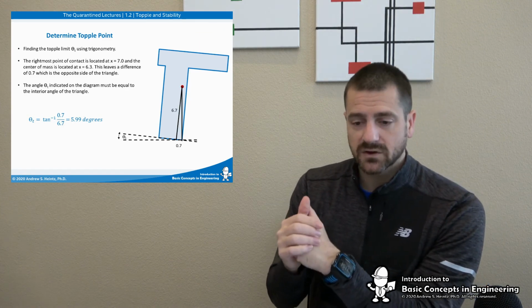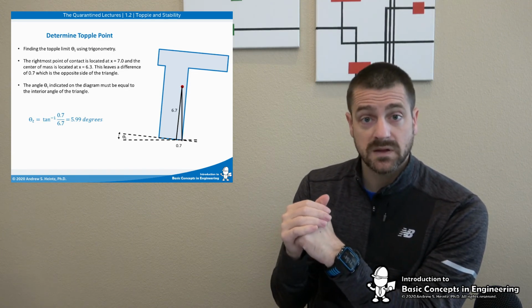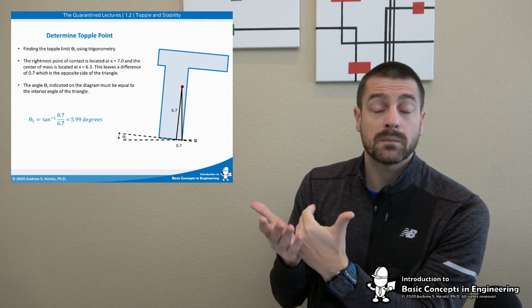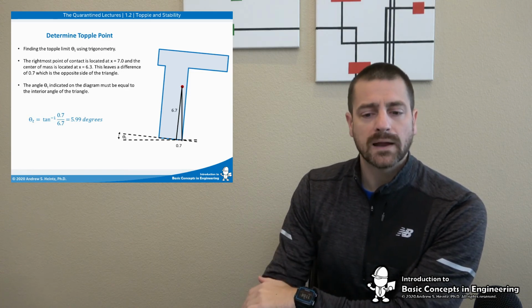Now I want you to ask yourself the question: with the design of this building, if we were going the other direction, would you expect the topple angle to be higher or lower? And then functionally, why?